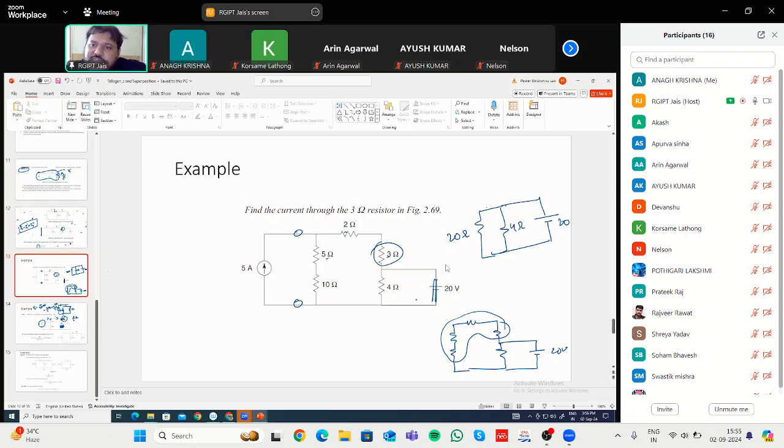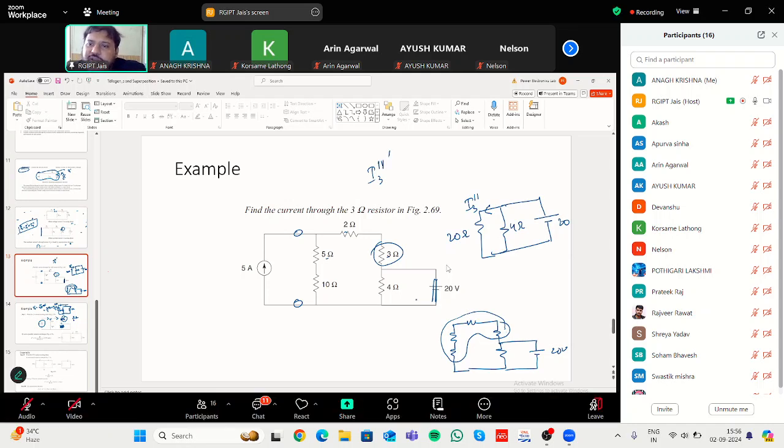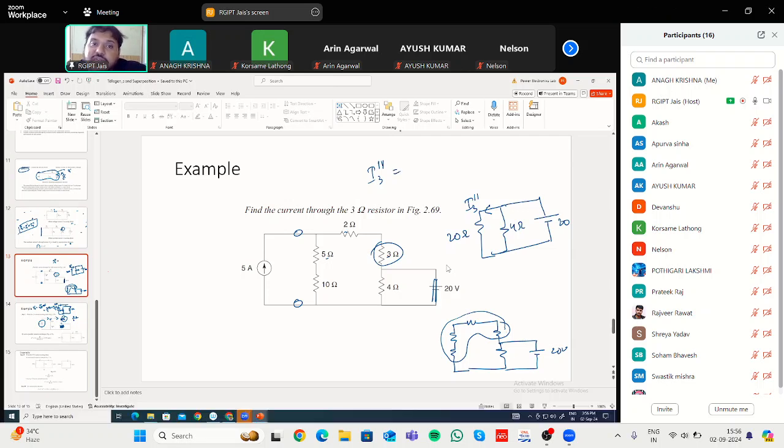So let us say this is I3 double dash. Again, to find I3 double dash, first find out the total current that will be flowing. That is 20 divided by the parallel connection of this 20 and 4. So 20 multiplied by 4 divided by 24, which is 24 by 4, 6 ampere. So 6 ampere is the total current flowing through here.